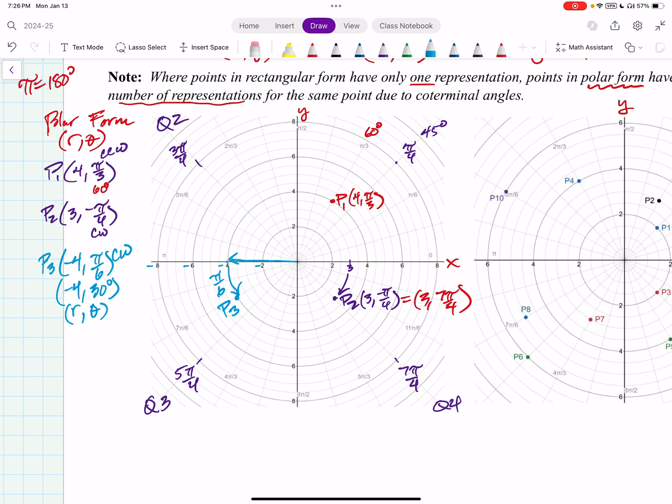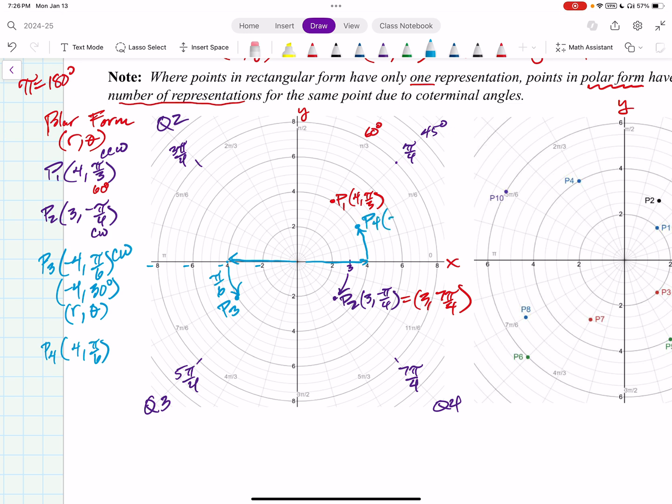The other way to do it is pretend your radius is positive. Okay, so I'm going to just pretend that. So I'm going to graph 4 comma pi 6 first. Okay, so 4 comma pi 6. Go out to the fourth circle and then rotate pi 6 radians or 30 degrees. So in this case, I'm going to the right to the fourth circle and then rotate right here, and I'm at P4.